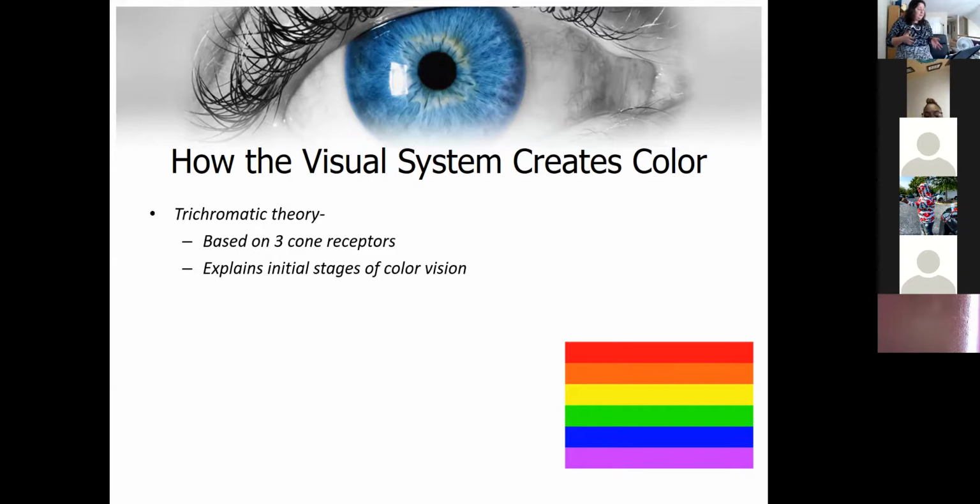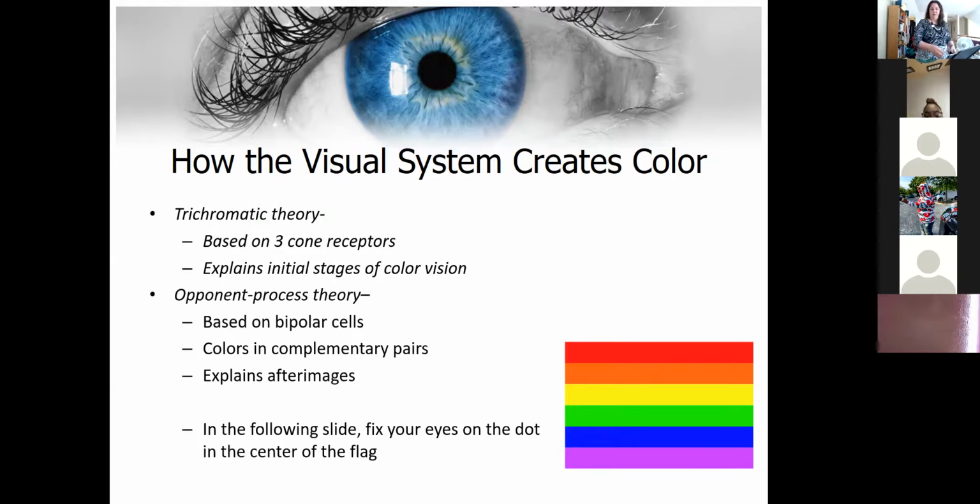And so the initial stages of color vision is what this explains, essentially, right? So when light hits those receptors in the retina, that's what this is looking at. So right when the light comes in, it hits the receptors. Maybe that explains why we see color the way we see it. It doesn't explain everything, though, about how we see color.